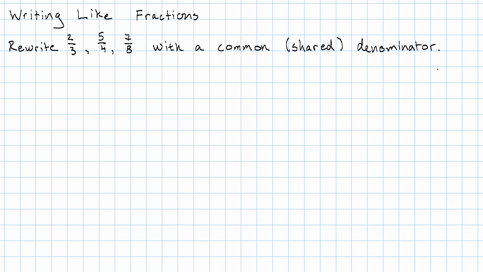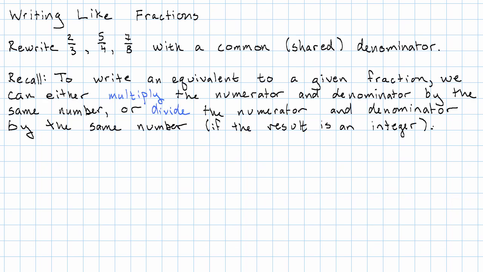Suppose we start with the following three fractions: 2/3, 5/4, and 7/8. And we want to write them with a common denominator. Remember the methods that we have available for writing equivalent fractions. To write an equivalent to a given fraction, we can either multiply the numerator and denominator by the same number, or divide the numerator and denominator by the same number. And we have to choose that number so that the result is an integer.